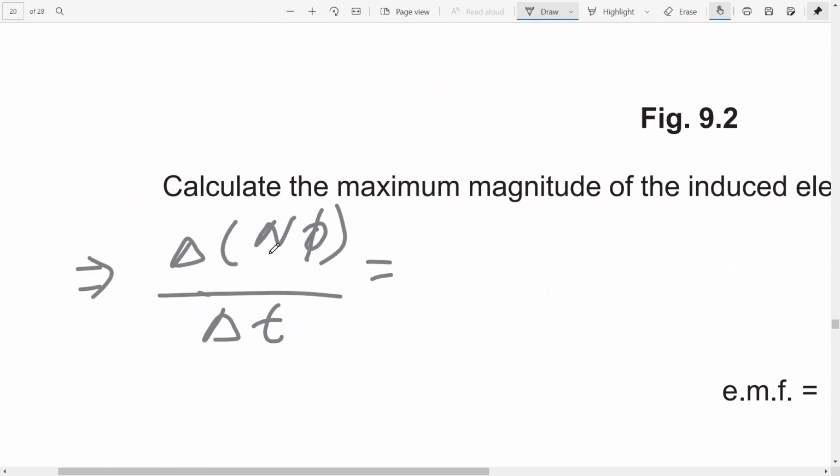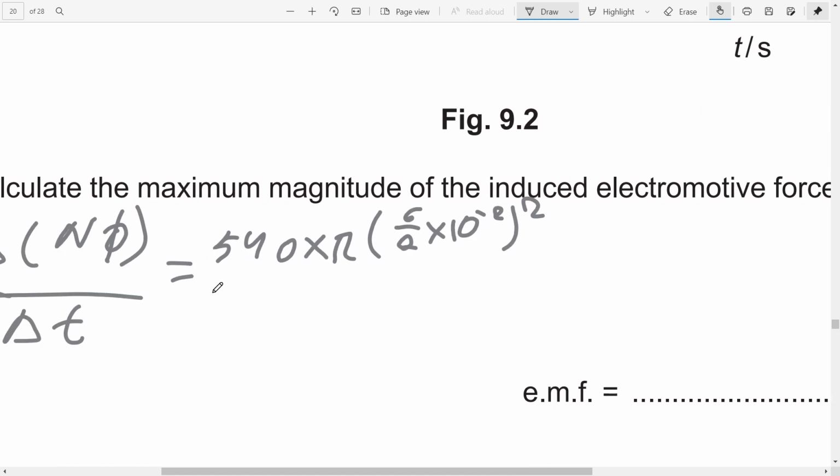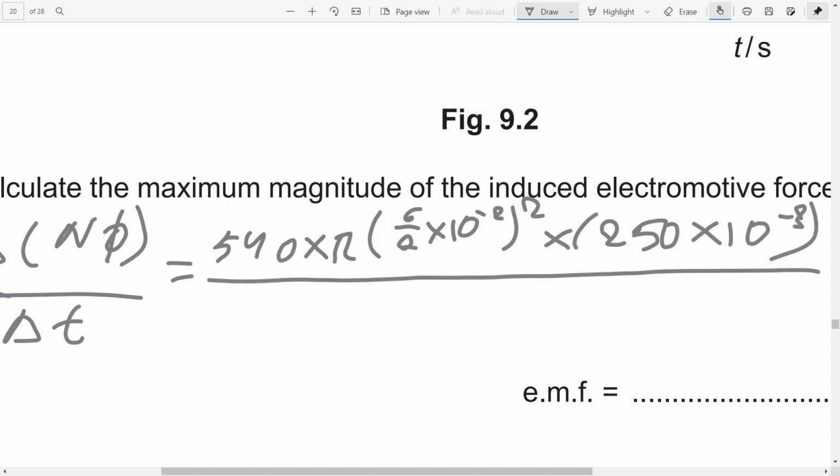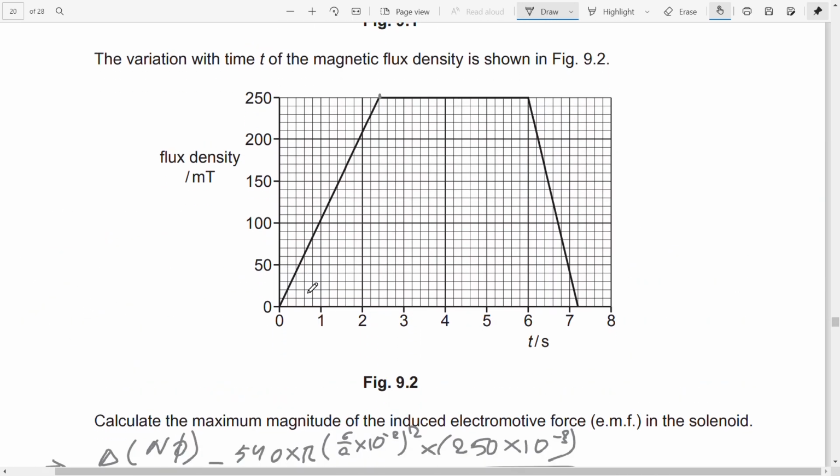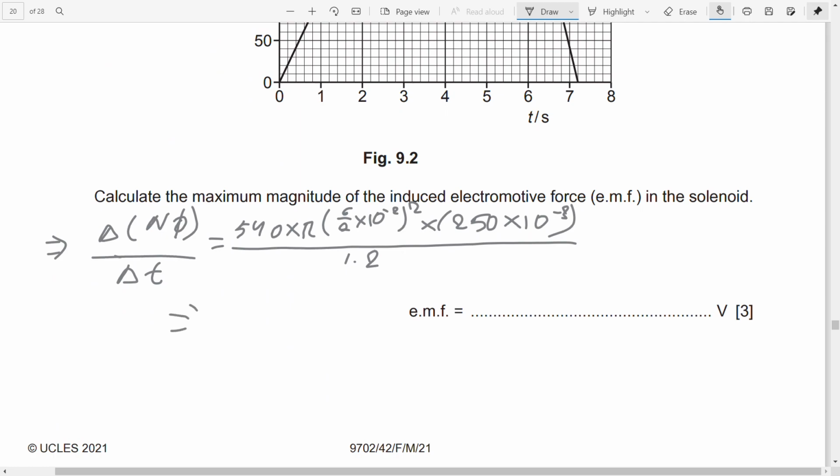This maximum one, and the B, that is like 540. You know the formula of this 540. So 6 by 10 into 10 to the power minus 2 whole square times 250. I would suggest you to print out these questions and see the questions. I'm actually writing the answer here, I'm not describing the part. Fine. The answer will be 0.32, 3 marks.